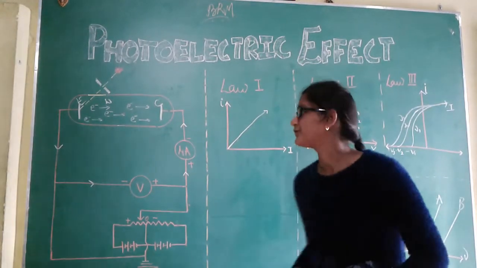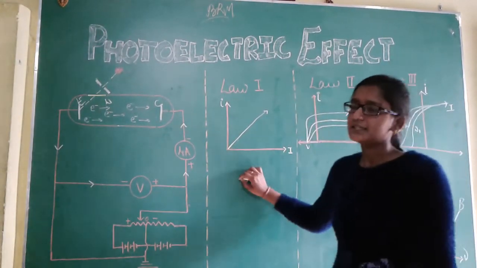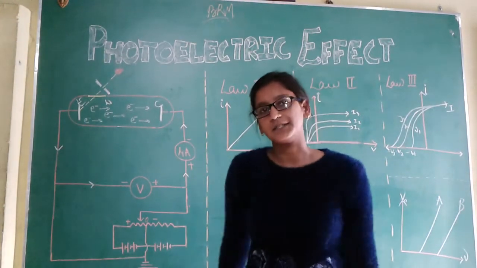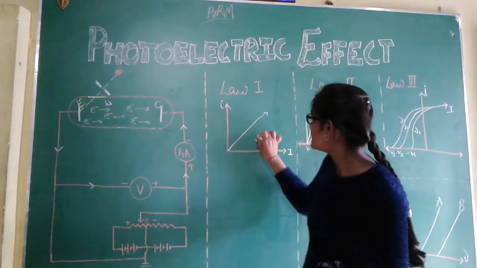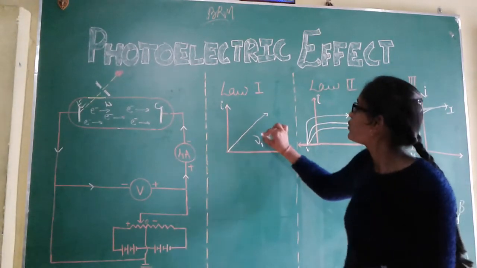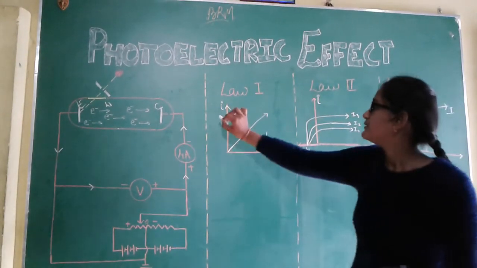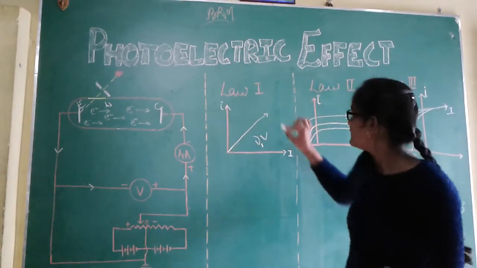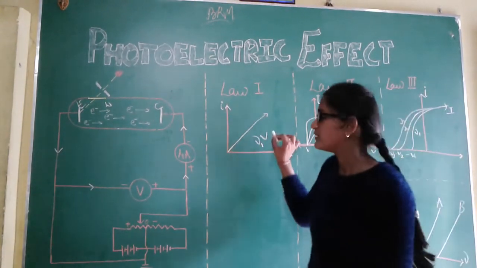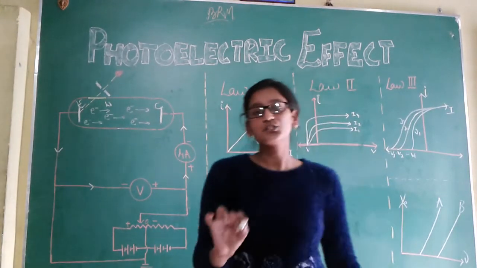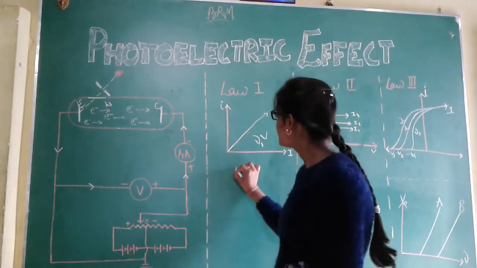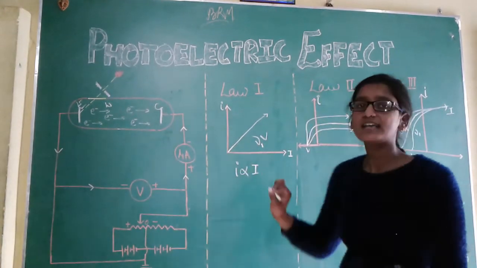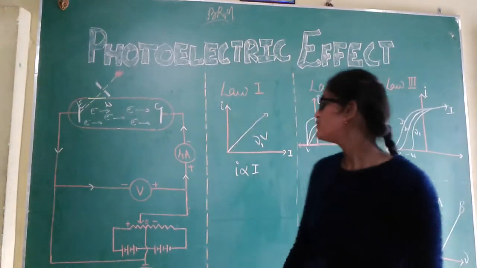Now comes experiment first. Experiment first is variation of photoelectric current with variation of intensity. By keeping the frequency and voltage constant, we get the graph between the photoelectric current and the intensity, which is linear. It shows that the photoelectric current is directly proportional to the intensity, which is our first law.